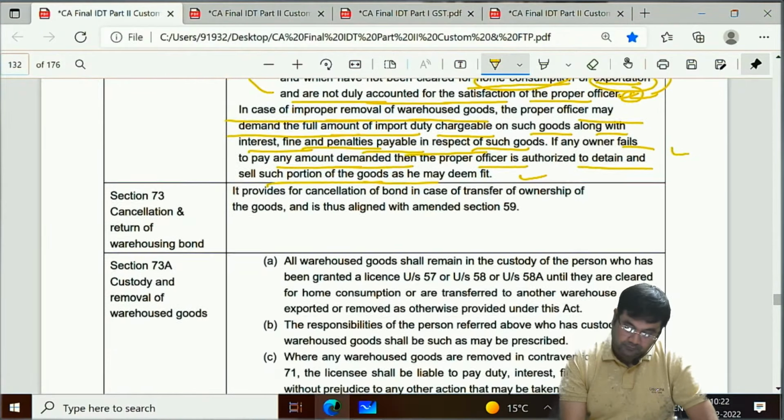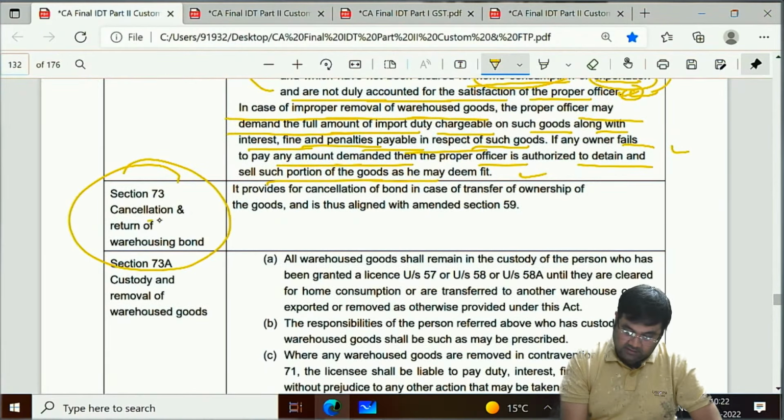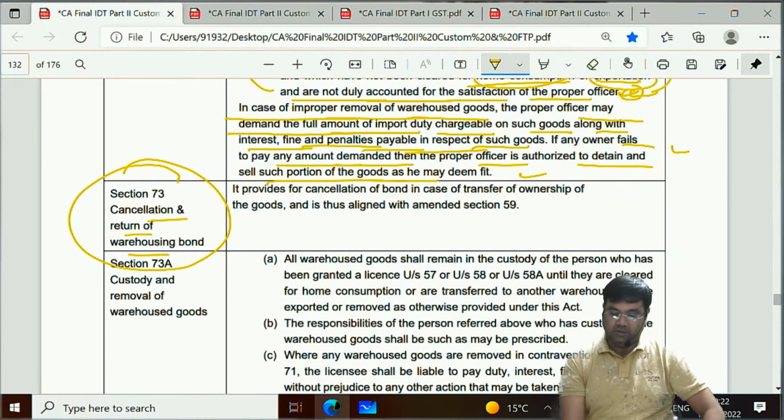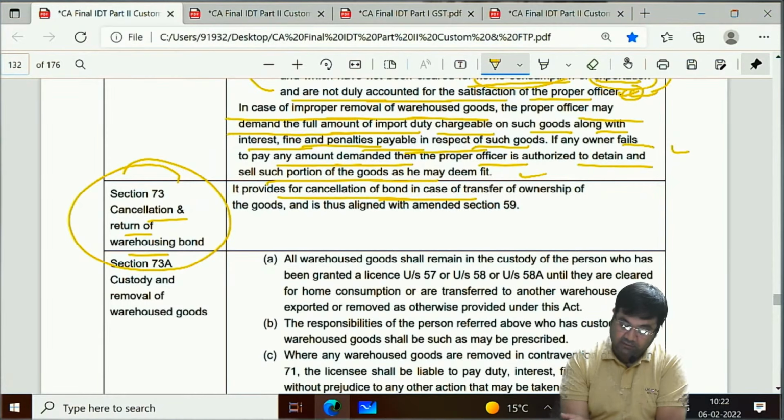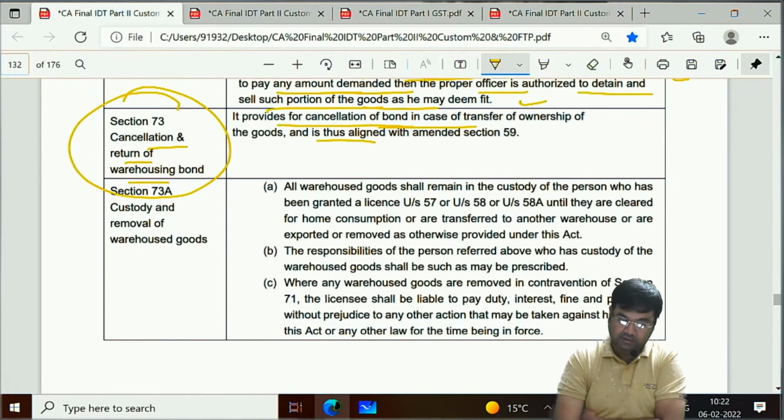Section 73, cancellation and return of warehousing bond. So if ownership is transferred, then the new transferee is going to furnish a bond. So then what is going to happen? That previous bond is going to be returned back or cancelled.